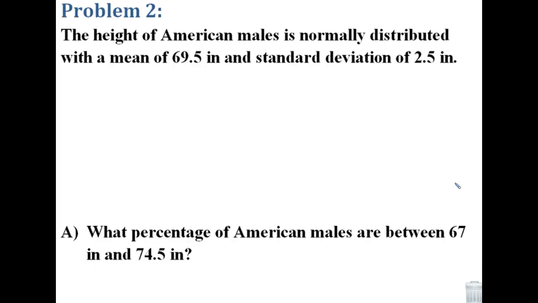So let's take a look at how we can use that 68, 95, 99.7 rule to answer questions. Problem 2 says the height of American males is normally distributed with a mean of 69.5 inches and standard deviation of 2.5 inches. Like we said before, if we know the mean and standard deviation, we know what this curve is going to look like. So what I'm going to do is sketch that curve, and I'll use that info to answer the questions you see below in your note guide. Let's start off by sketching that curve. I'm going to make a rough shape of a bell-shaped curve. Doesn't need to be perfect.